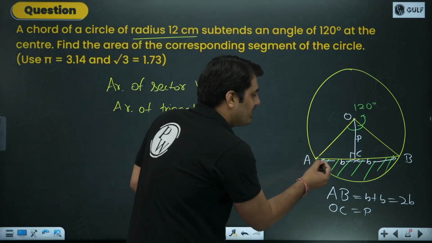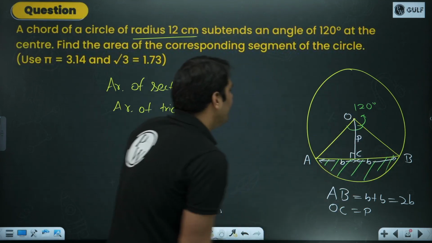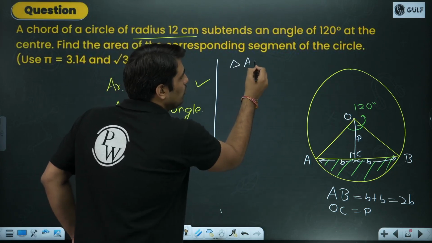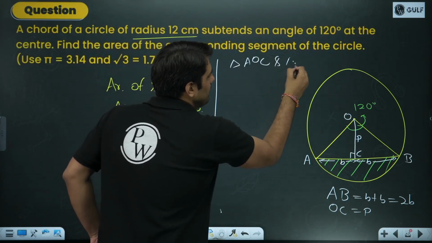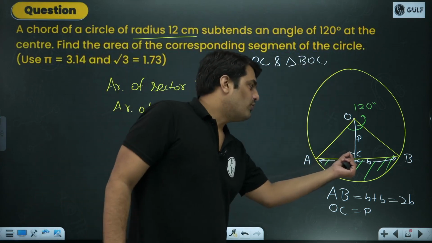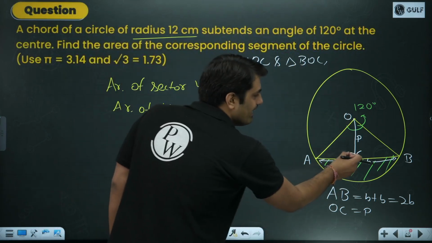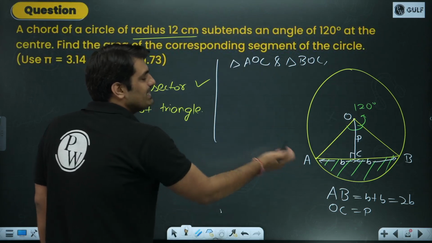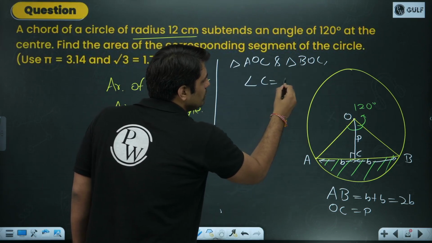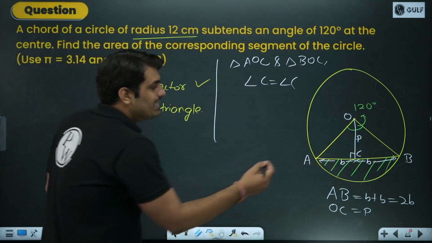Focus on the two triangles, triangle AOC and triangle BOC. What is happening? We have a 90 degree angle over here, at C. So C equals C. In this case over here, 90 degrees each.